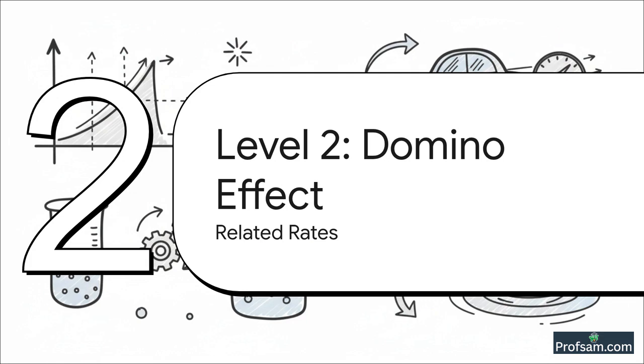Okay, level 1 is done. Great job. Now let's level up. We'll call this section the domino effect. This is where things get really cool, because now we have quantities that are connected through a third party, which is usually time.